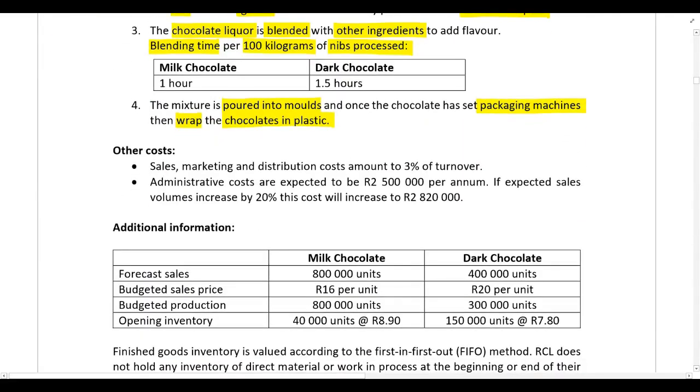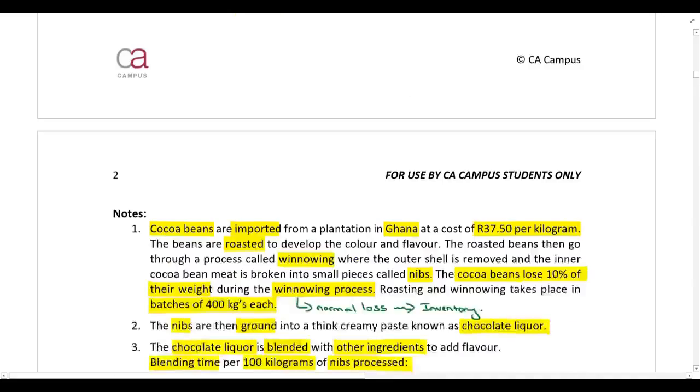We are then given some information relating to other costs. So first we have sales, marketing and distribution costs, which amount to 3% of turnover. And then we have administrative costs are expected to be 2.5 million rand per annum. If expected sales volumes increase by 20%, this cost will increase to 2.82 million rand.